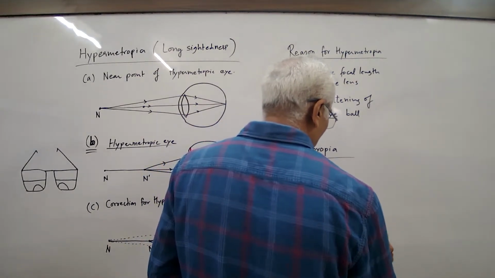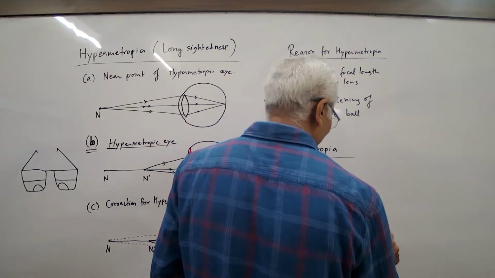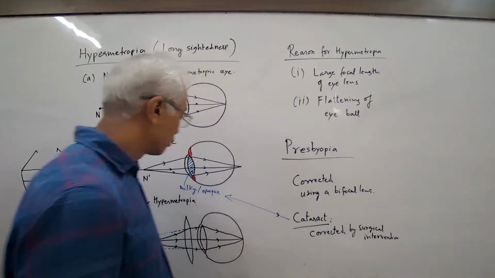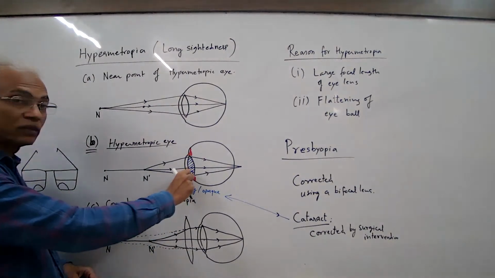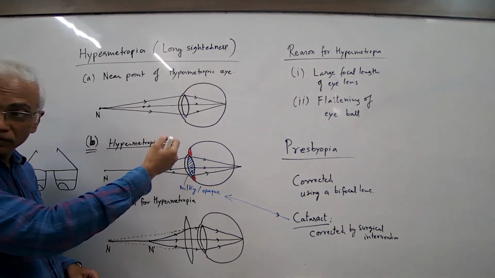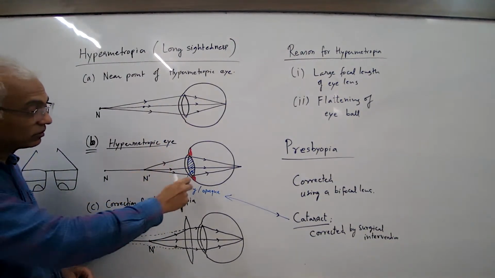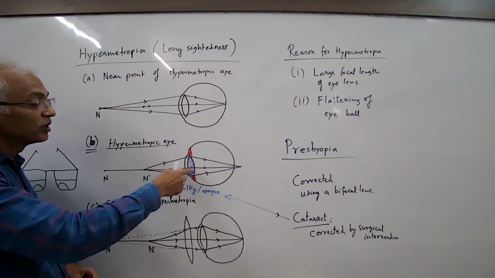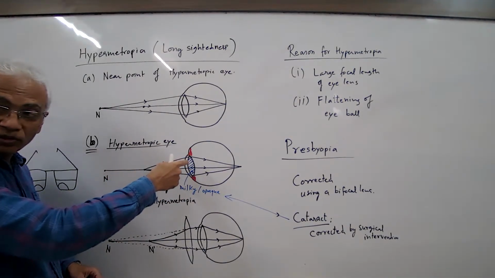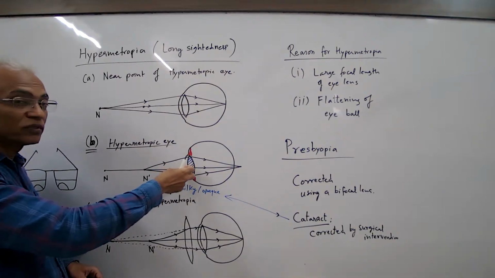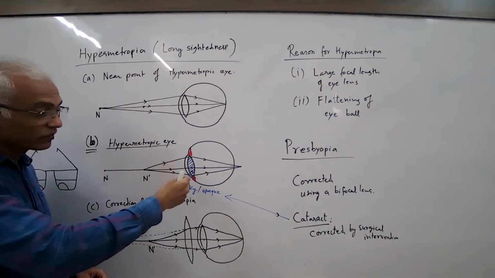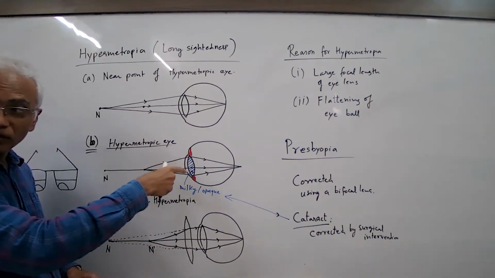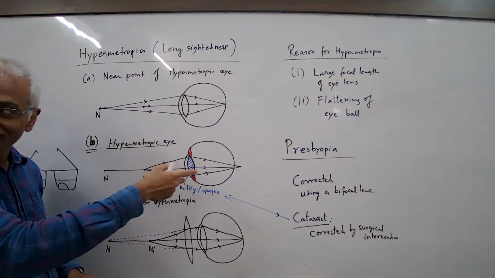Corrected by surgical intervention. So what do they do? They will remove the cornea. They will flip it like this. Then break the lens, turn it into powdered form, and with the help of a syringe, suck it out. Then inject another lens, a silicone lens. Cool, isn't it?